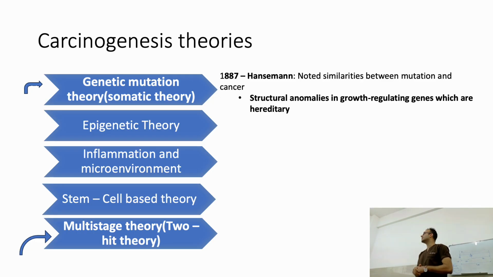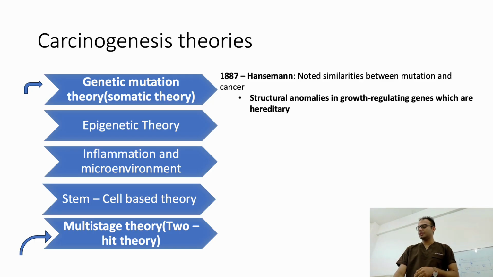This was given by Dr. Hansen in 1887. He noted the similarities between gene mutation and cancer. He proposed that there were structural anomalies in growth regulating genes, which are hereditary and transferred to progenies.